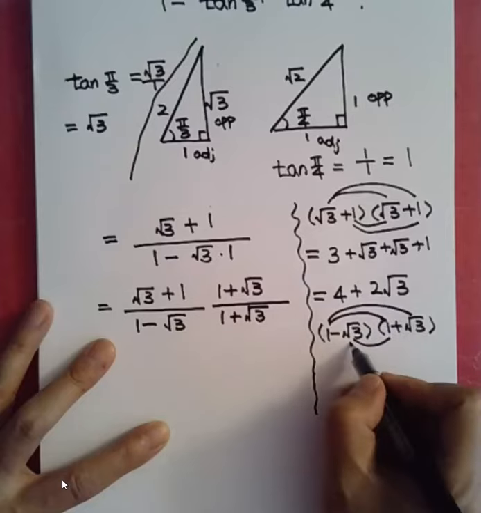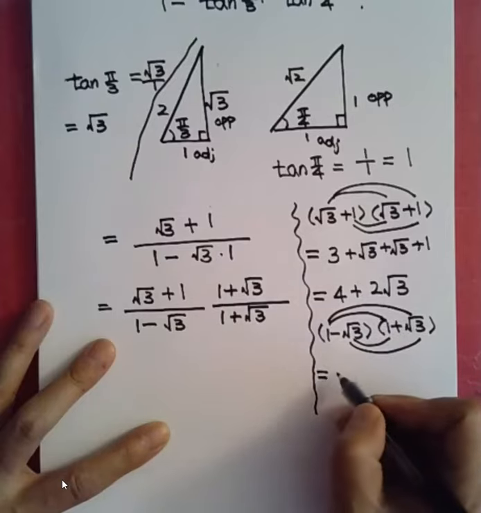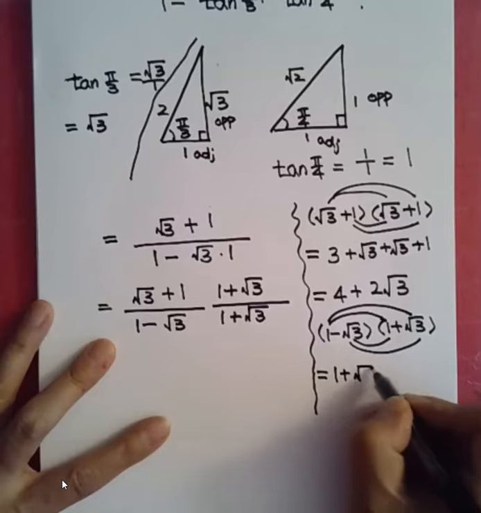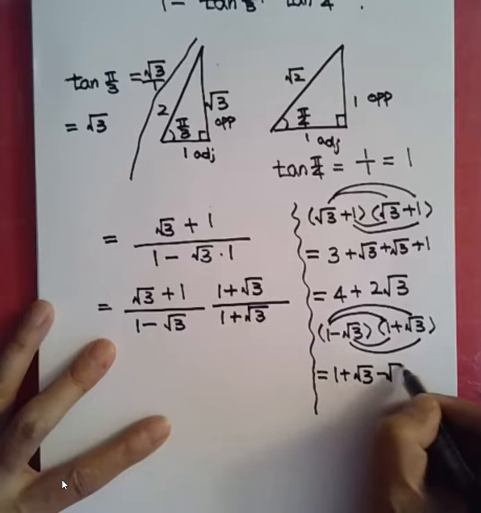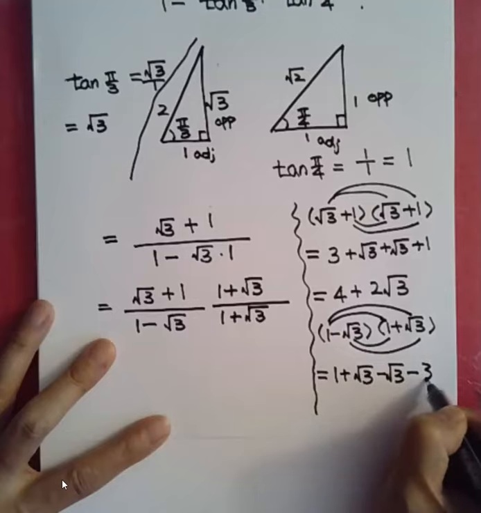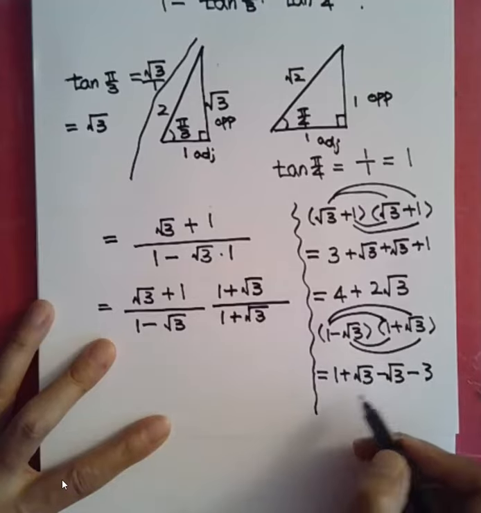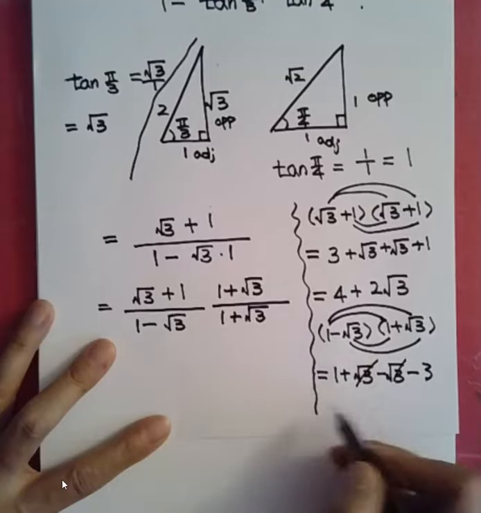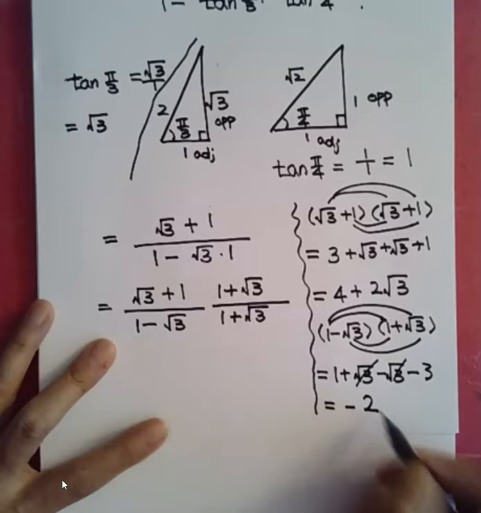We will do FOIL again, and then it'll be 1 plus square root of 3 minus square root of 3 minus 3. So these two will cancel each other, then it becomes minus 2.